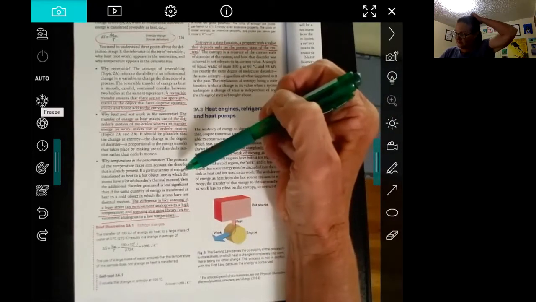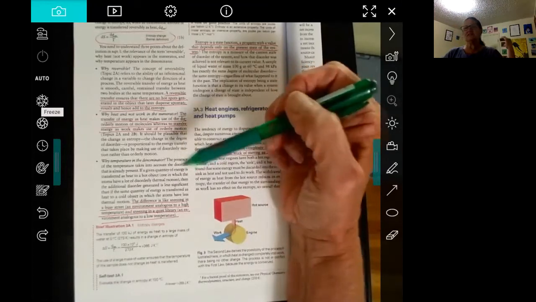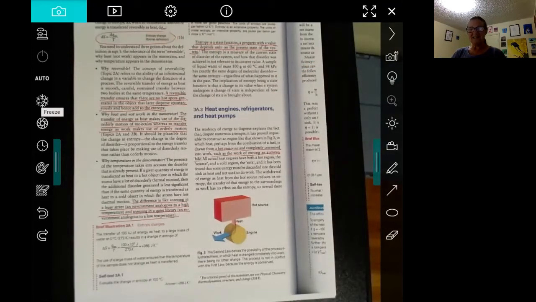And then why is the temperature in the denominator? It's mostly this idea that if something's already hot and you add a little bit of heat to it, you're not going to change the entropy as much as a system where it's really cold and you add some heat to it.